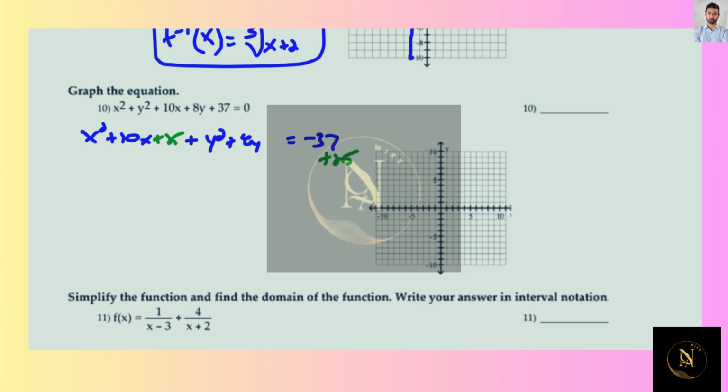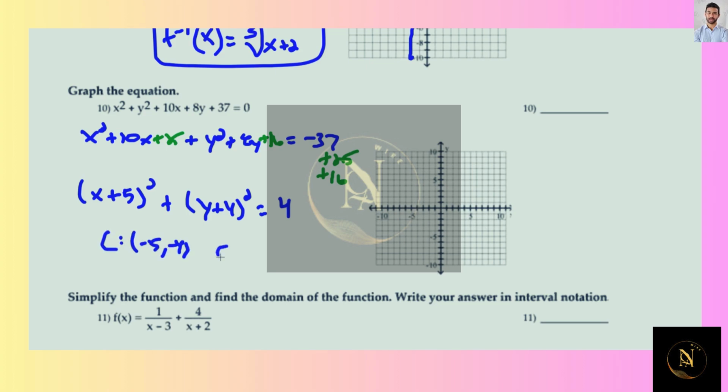With the y's, half of 8 is 4, squared is 16. Add 16 as well. So completing the square, as perfect squares would be x plus 5 squared plus y plus 4 squared equals negative 37, plus 25 is negative 12, plus 16 is 4. So this is a circle centered at negative 5, negative 4, the radius of 2, because 2 squared is 4. So negative 5, negative 4 is the center. Radius 2 is 2 in each direction, up, right, down, left.